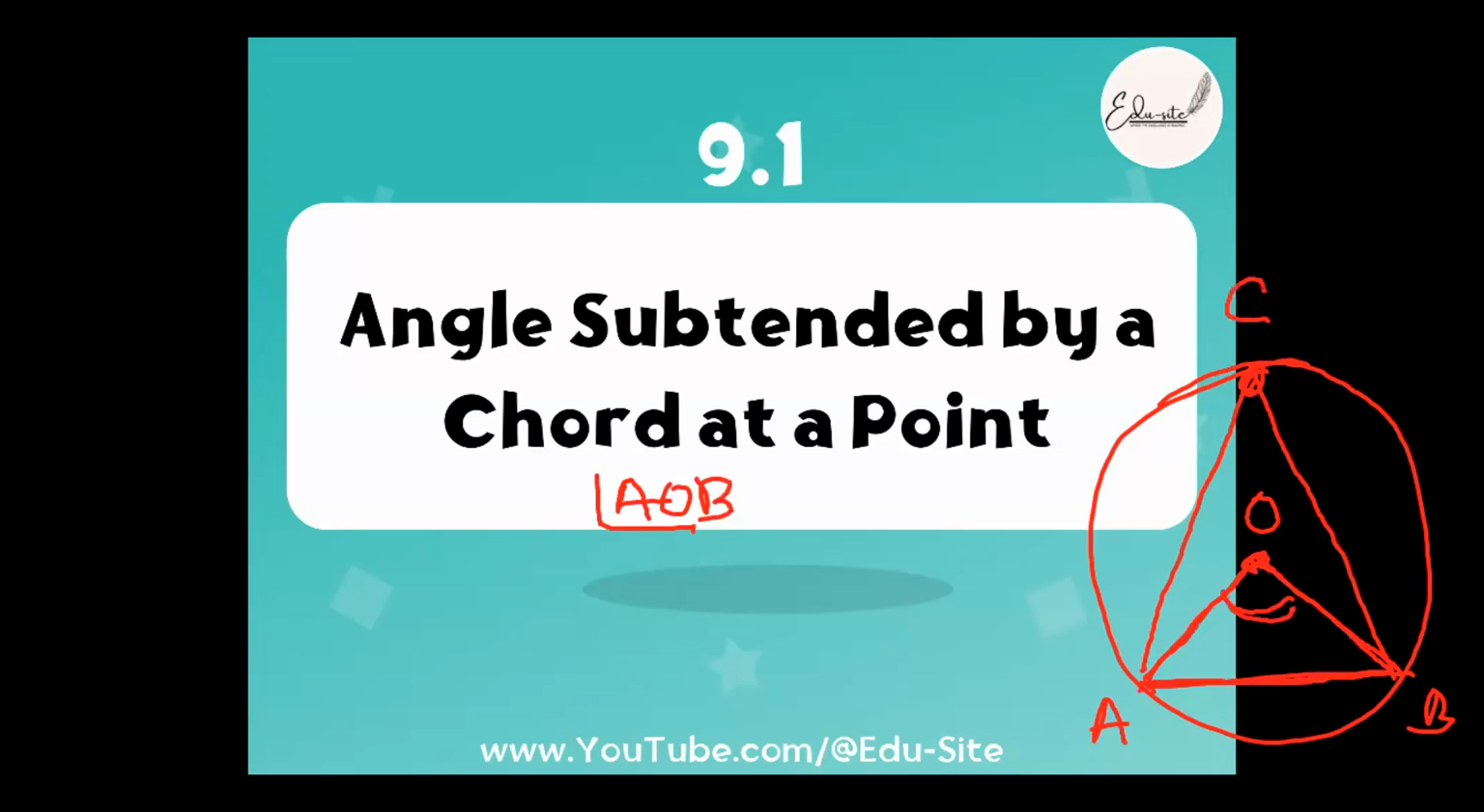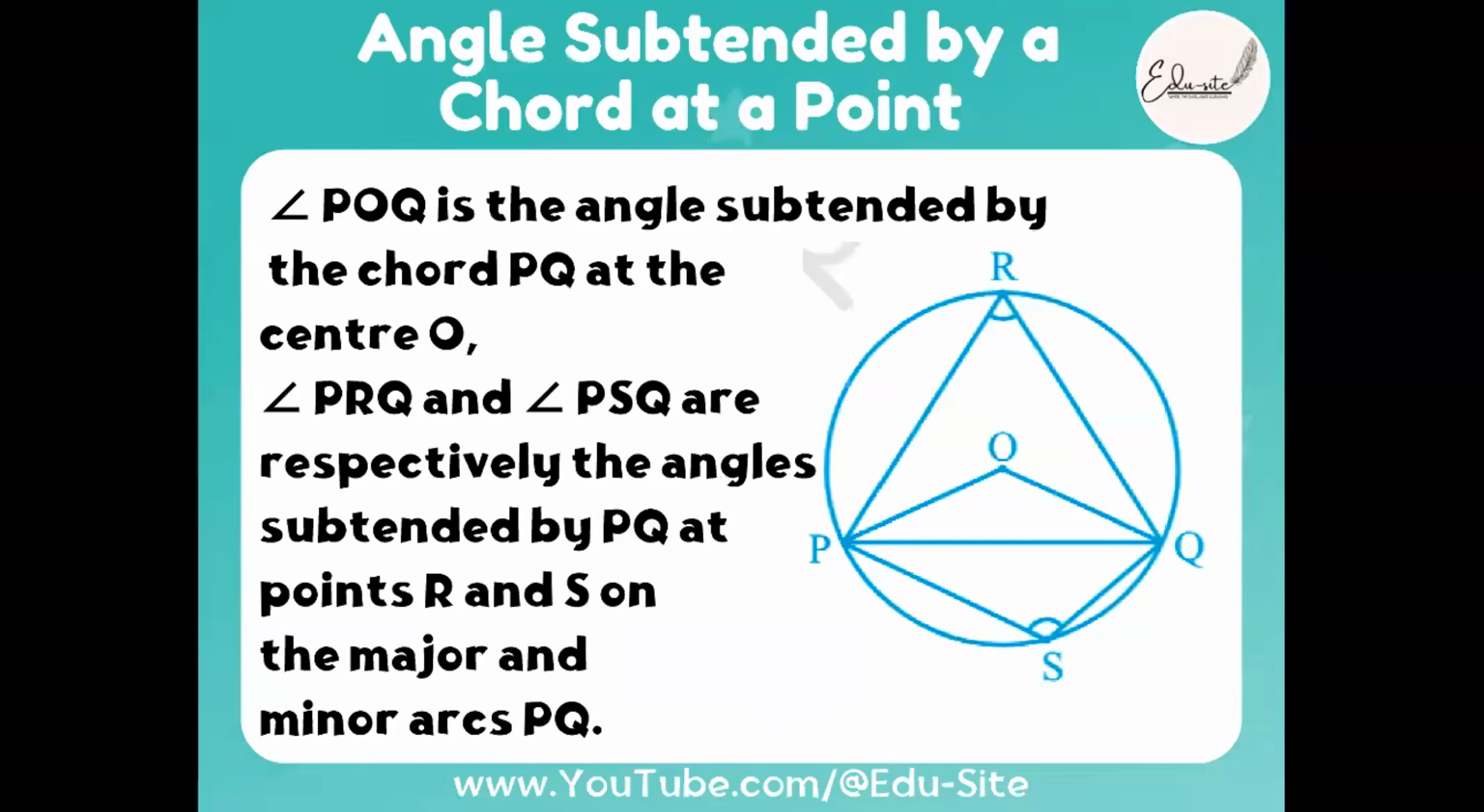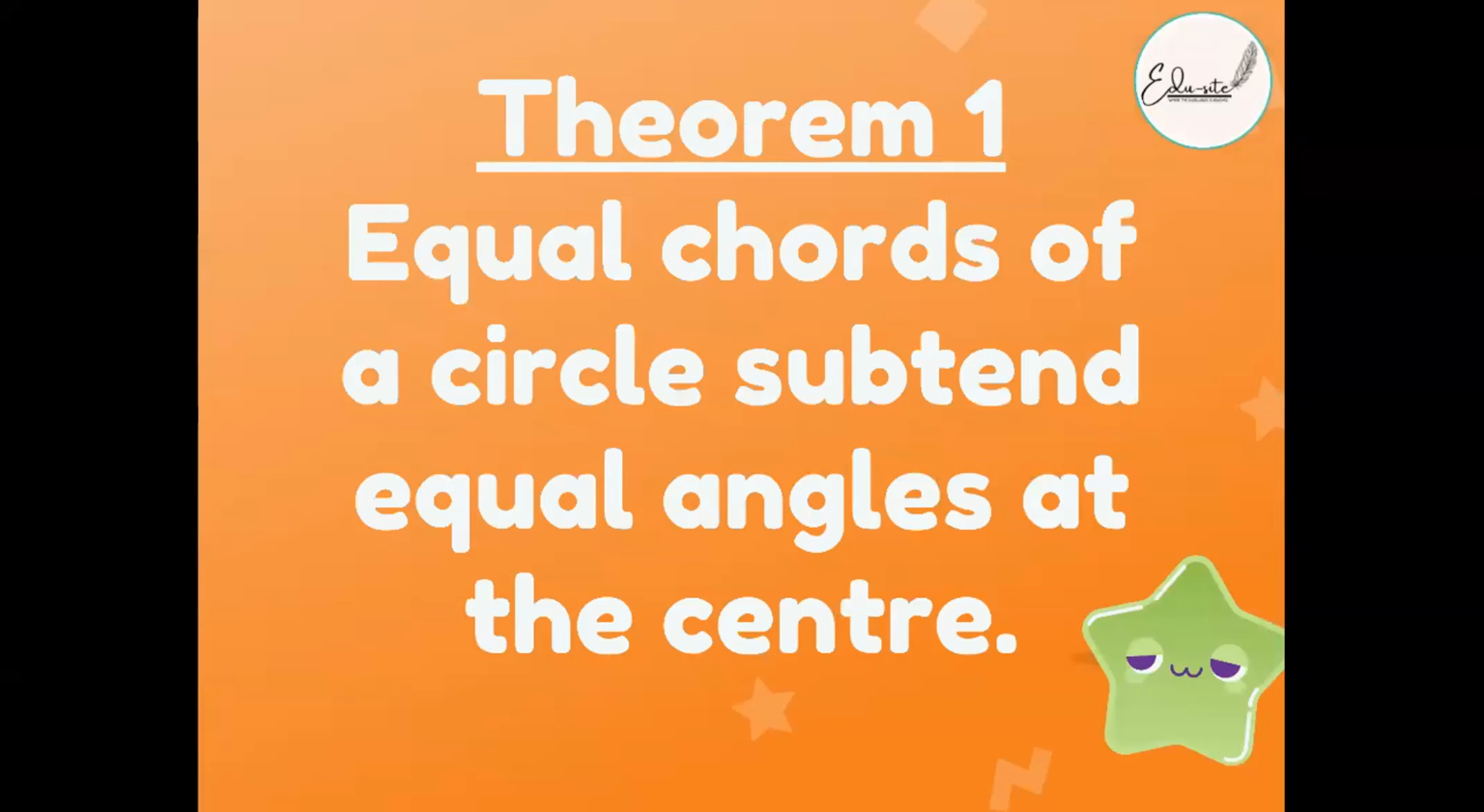Now, if I have AC, tell me, what is the angle subtended by chord AB at C? ACB. Yes, angle ACB. So about these angles, we are going to study in the 9.1 topics: angle subtended by the chord at a point. There we are going to study theorems, two major theorems. This is just the same thing that I've taught you.